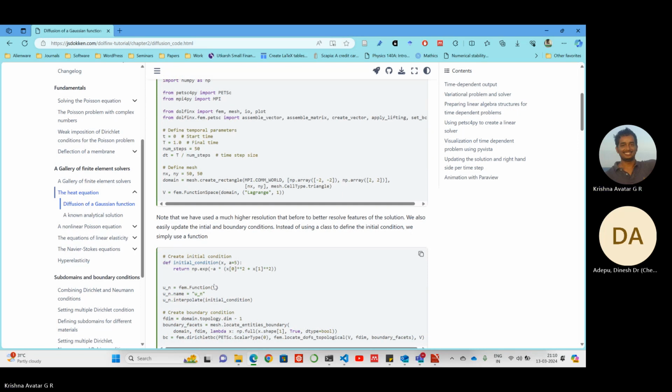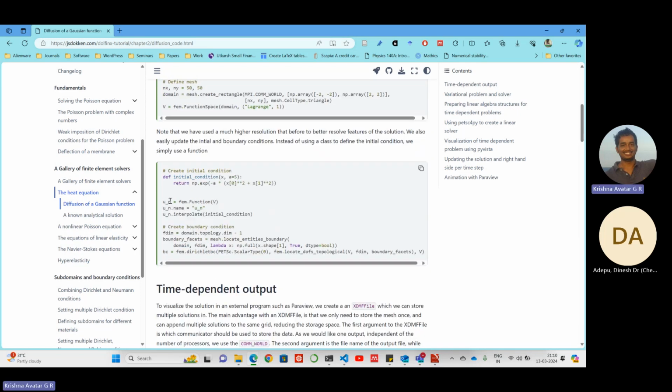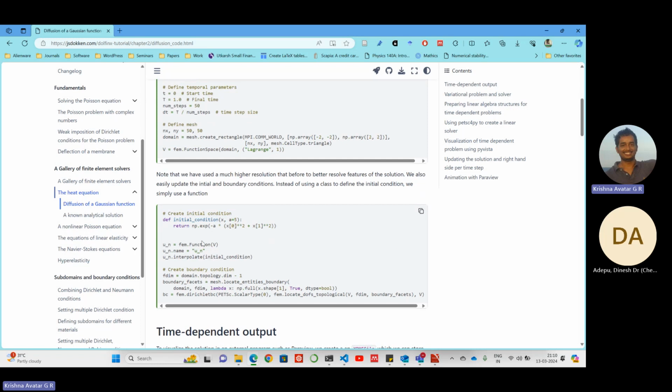Now we define u_n, which is the value of u at time level n, right? It is equal to fem.Function, and it also belongs to the same function space, which is capital V. And then we have prescribed the name, u_n.name is equal to "u_n". And then we are also interpolating this function onto this function space.